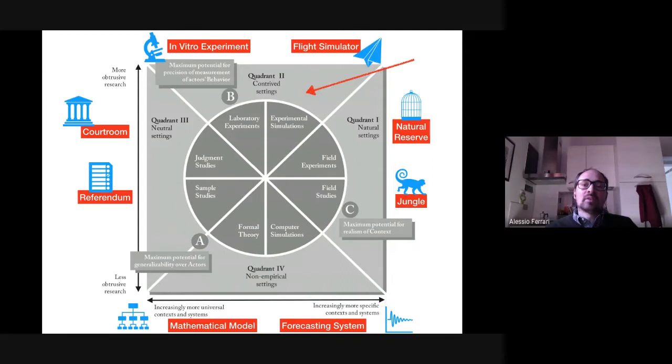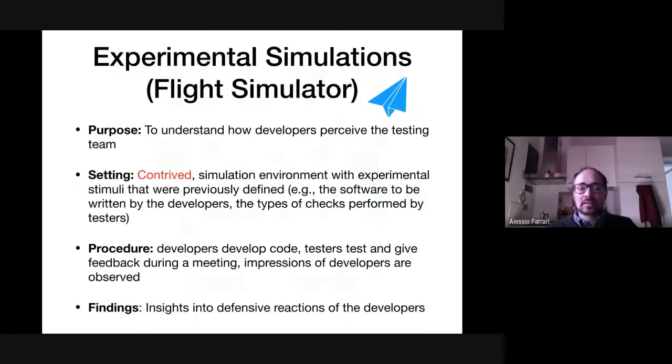Let's see an example. Here we are dealing with contrived settings. So what you've seen now is when I maximize the realism of the context. Okay. Now I maximize the precision of measurements of actors' behavior. Okay, in a contrived setting. This is an example. The purpose is to understand how developers perceive the testing team. So I have a company and I want to understand, do these developers like the testing team, or do they have some form of conflicts with them? Which are these conflicts? Okay.